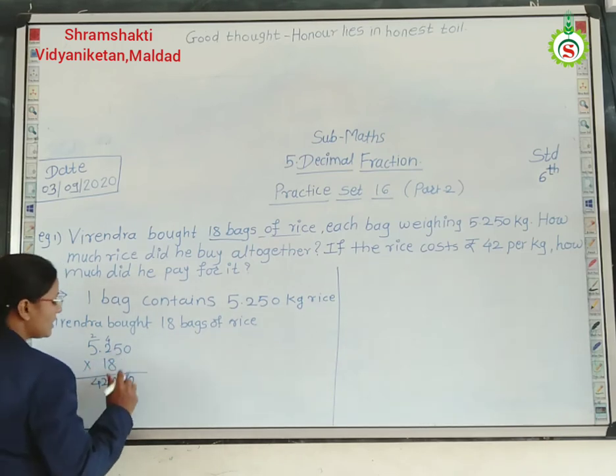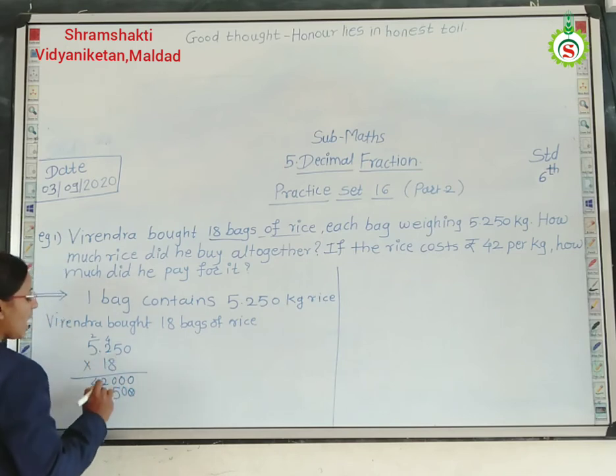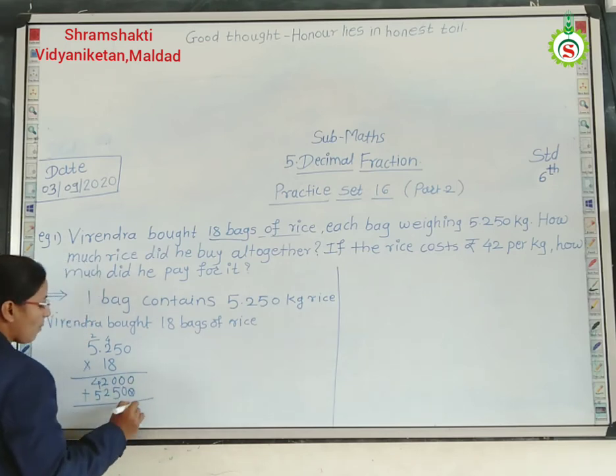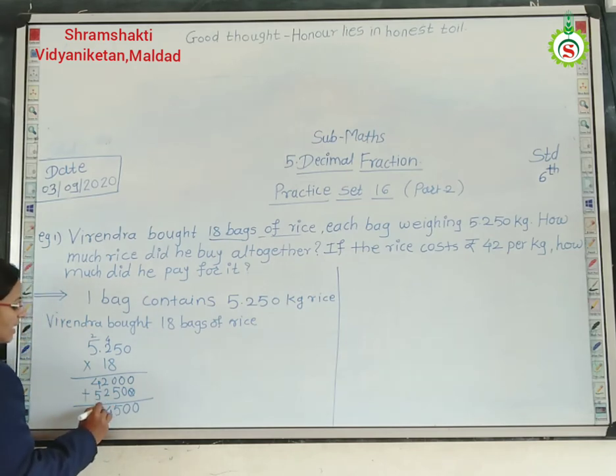1, 1 0 0. 1 5 are 5. 1 2 are 2. 1 5 are 5. Then do addition. 0 plus 0 is 0. 0 plus 0 is 0. 5 plus 0 is 5. 2 plus 2 is 4. And 4 plus 5 is 9.